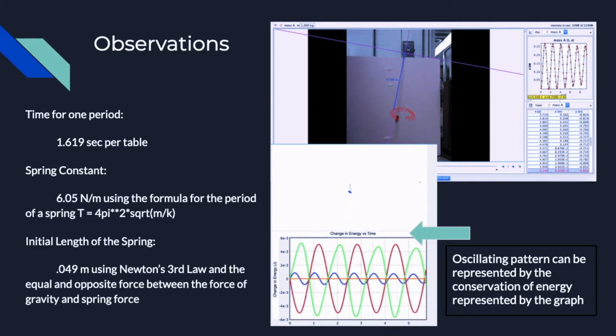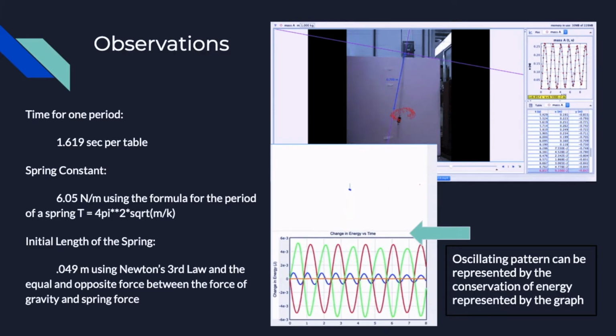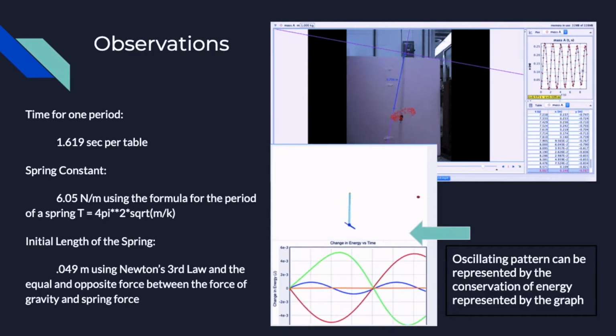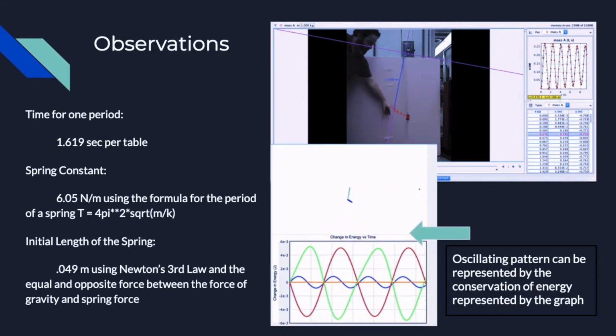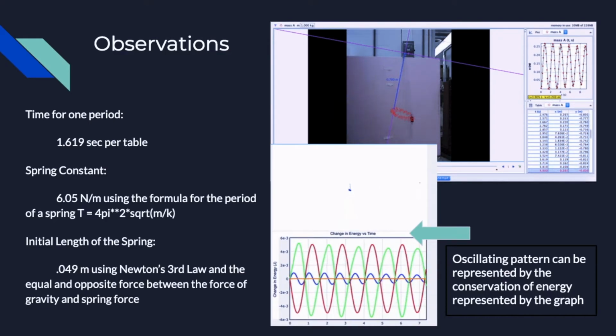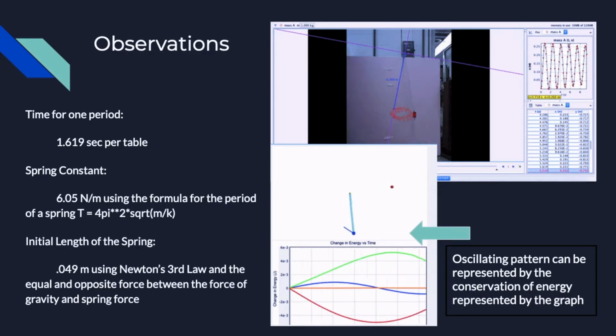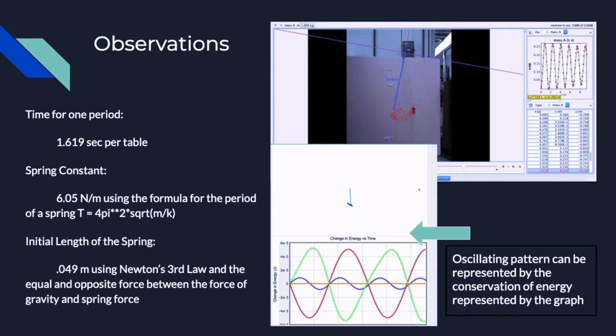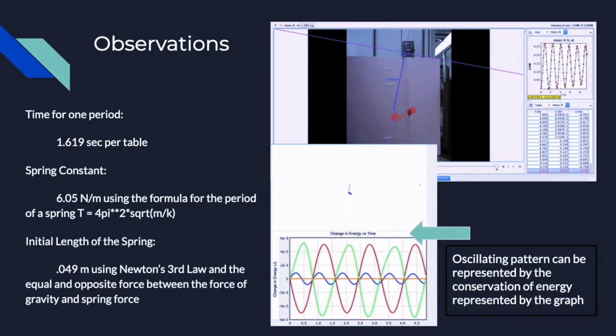A spring constant of 6.05 newtons per meter, which could be obtained by calculating oscillation period and relating that to the spring. And then the initial length of the spring is 0.049 meters, and that's found by using Newton's third law.